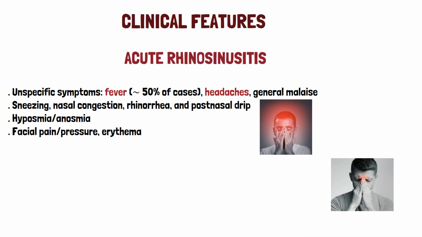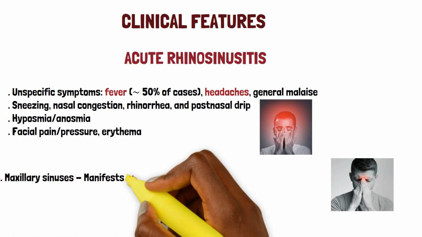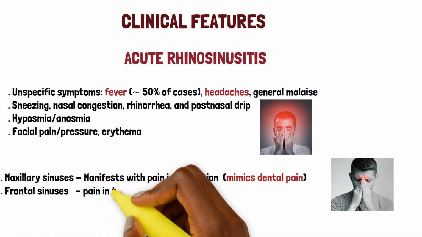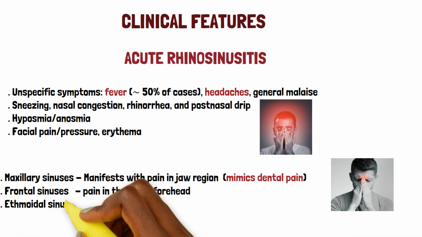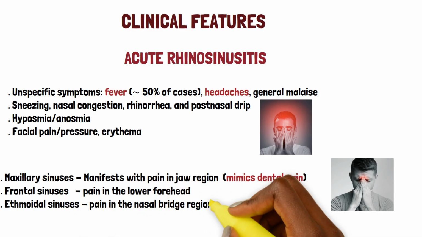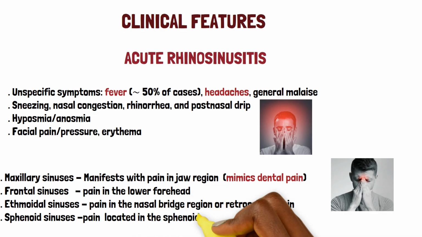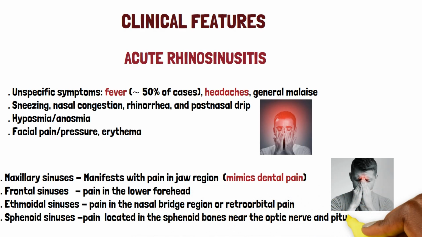On specific symptoms, maxillary sinus manifests with pain in the jaw region which mimics dental pain. Frontal sinuses, pain in the lower forehead. Ethmoid sinuses, pain in the nasal bridge region or retroorbital pain. Sphenoid sinuses, pain located in the sphenoid bones near the optic nerve and pituitary gland.